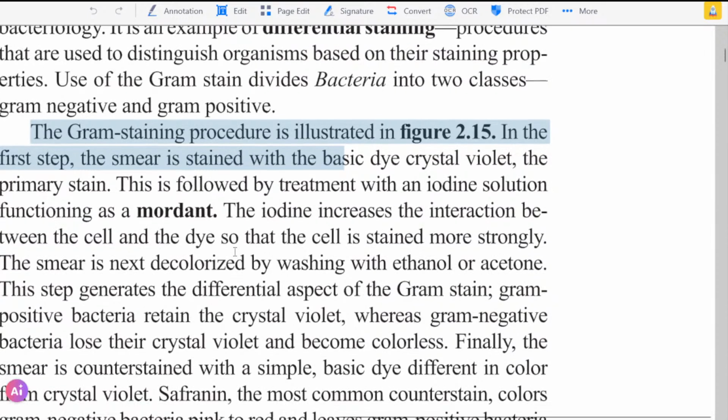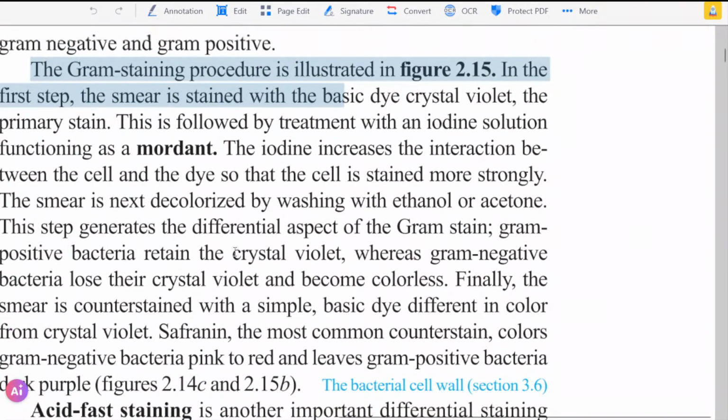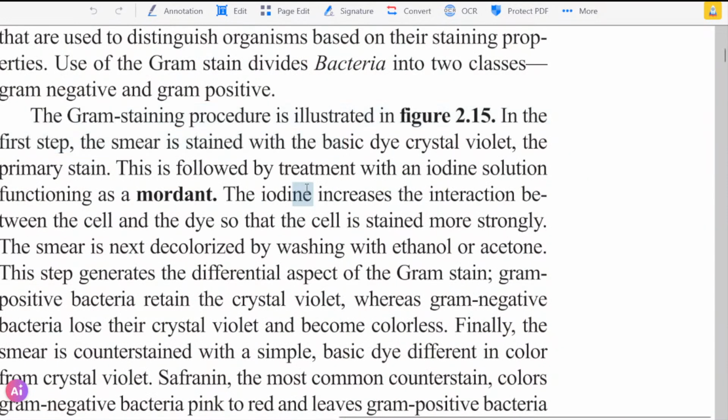Why was I talking about the procedure when it's all written here? In the first step, the smear is stained with a basic dye, crystal violet, the primary stain. This is followed by treatment with an iodine solution functioning as a mordant. Using the iodine solution, we fix that stain. You can say it acts as a glue.